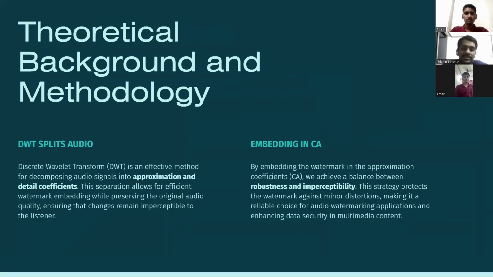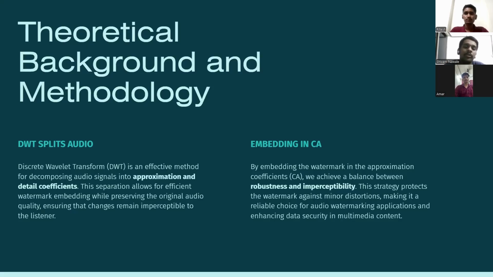Our project has basically three main stages. The first is watermark embedding. In the first step, we convert the watermark text into binary bits, apply level 1 DWT on the original audio, modify the approximation coefficient, that is CA, based on each watermark bit, then reconstruct the audio signal using inverse DWT and save the watermarked audio file into our device.